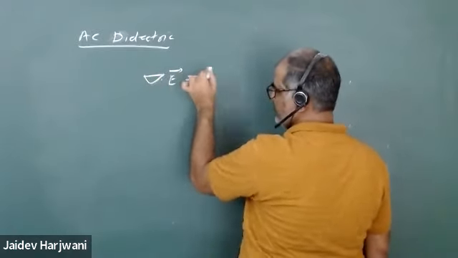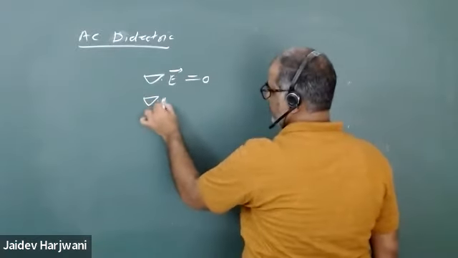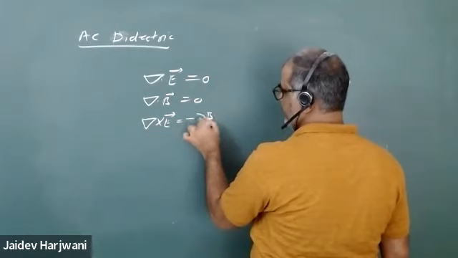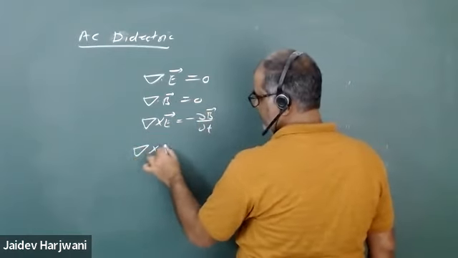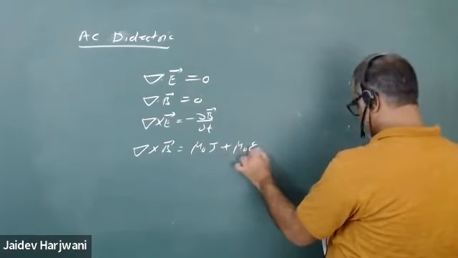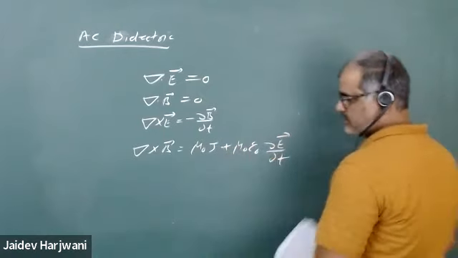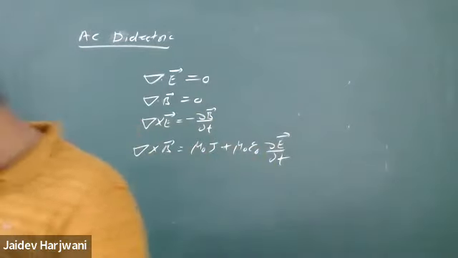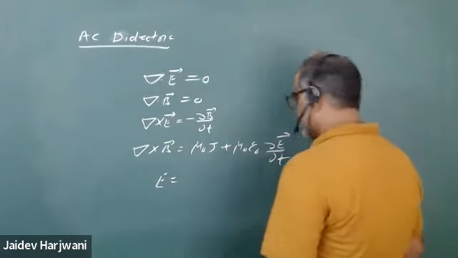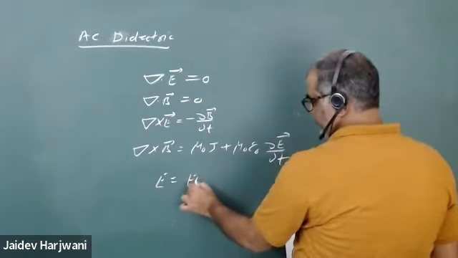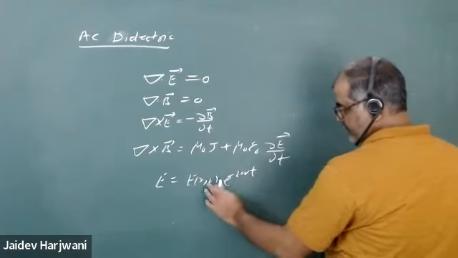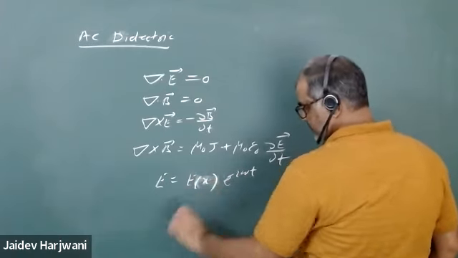I know the Maxwell equations: del dot E equals 0, del dot B equals 0, del cross E equals minus del B upon del t, and del cross B equals mu zero J plus mu zero epsilon zero del E upon del t. Isn't it? Now we have this expression, and we also have the electric field. I am writing the electric field as a function of x and t, E power minus iota omega t. The t part is there, so this is only the x part. I am writing the electric field like this.